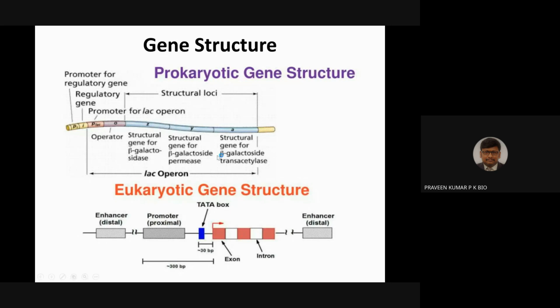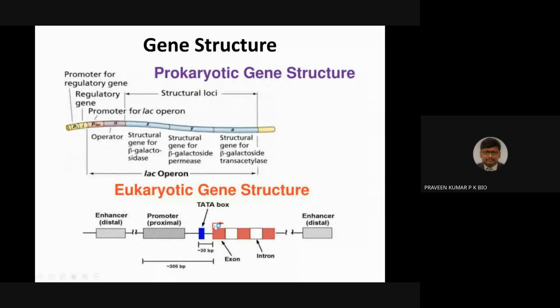Now, let me take you to the general eukaryotic gene structure. If you see the general eukaryotic gene structure, initially you have the enhancer. This we call a distal element, and the promoter is a proximal element, along with a TATA box, followed by exons and introns. Exons are the coding regions and introns the non-coding regions. I told you that in mammals, which come under eukaryotes, you find a maximum of introns, that is 98% and more.